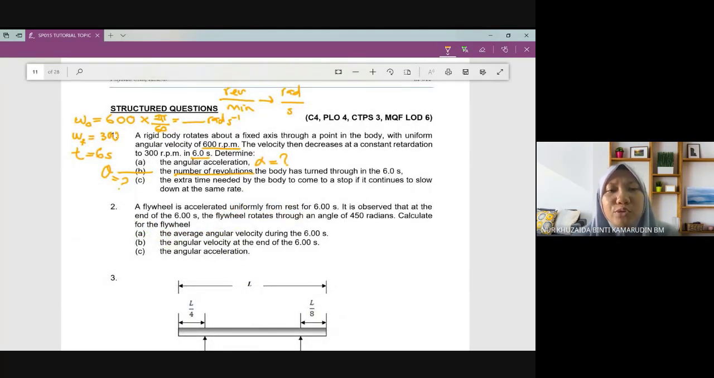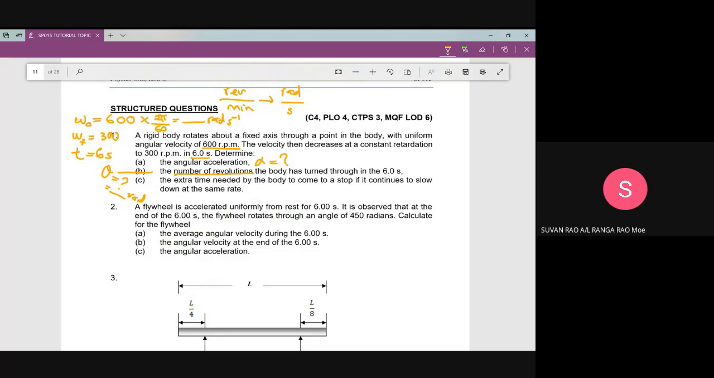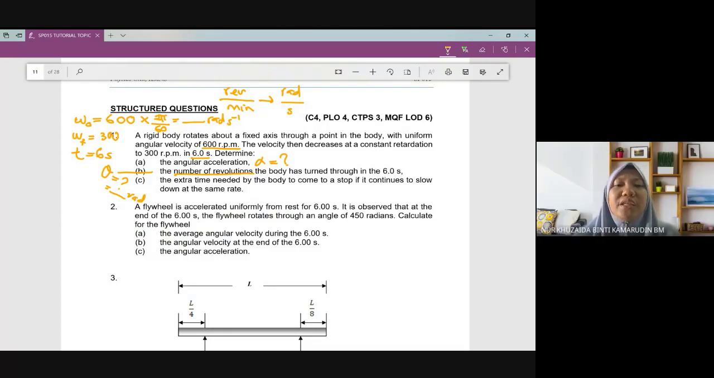Means that bila you cari nilai theta dekat sini, you akan dapat dalam unit radian. Okay, tapi soalan nak number of revolution. So you need to convert from radian to revolution. So what you have to do? Divide by 2 pi. Yes, very good. Divide by 2 pi. So always remember 1 revolution equals to 2 pi radian.